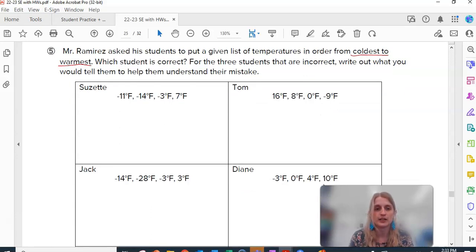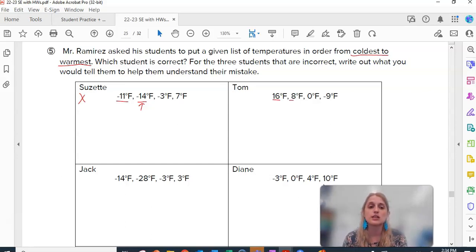So, is this list going from coldest to, wait a minute, already I'm stopping. Is negative 14 really warmer than negative 11? I don't know about that. I think that might be our mistake right there. So I can stop checking the list when I know that it's wrong. Suzette is wrong. The first thing I'm going to do is find the person who's right, and then I'll go back and talk to Suzette about what's wrong.